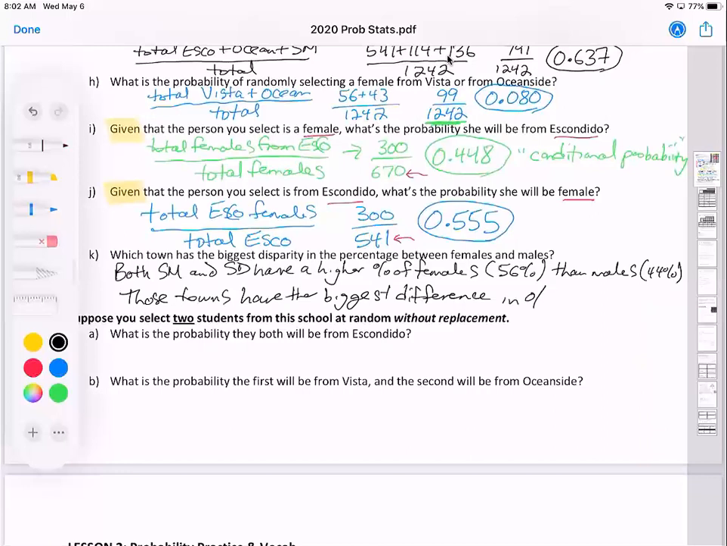percentages, with Escondido a close second at 55%.